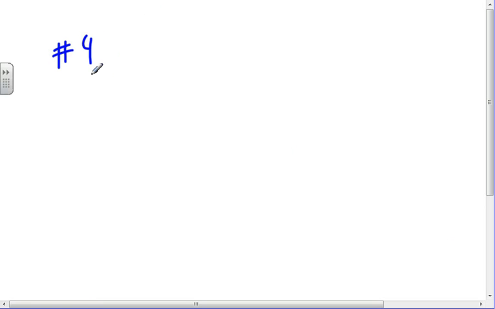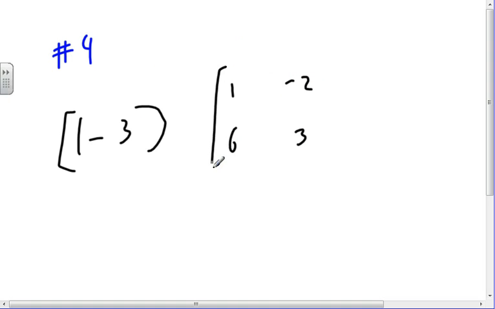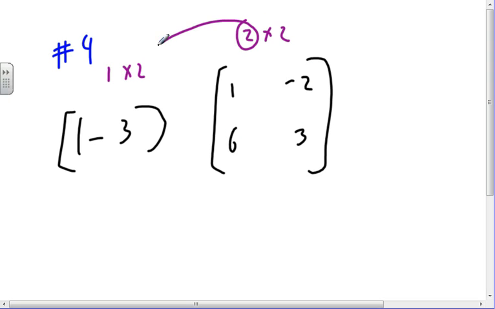Number 4. 1, minus 3 times 1, 6, minus 2, 3. Okay, this is 1 by 2. This is 2 by 2. These two numbers are the same, so I can do the multiplication. When I get done, I've got a 1 by 2 guy.